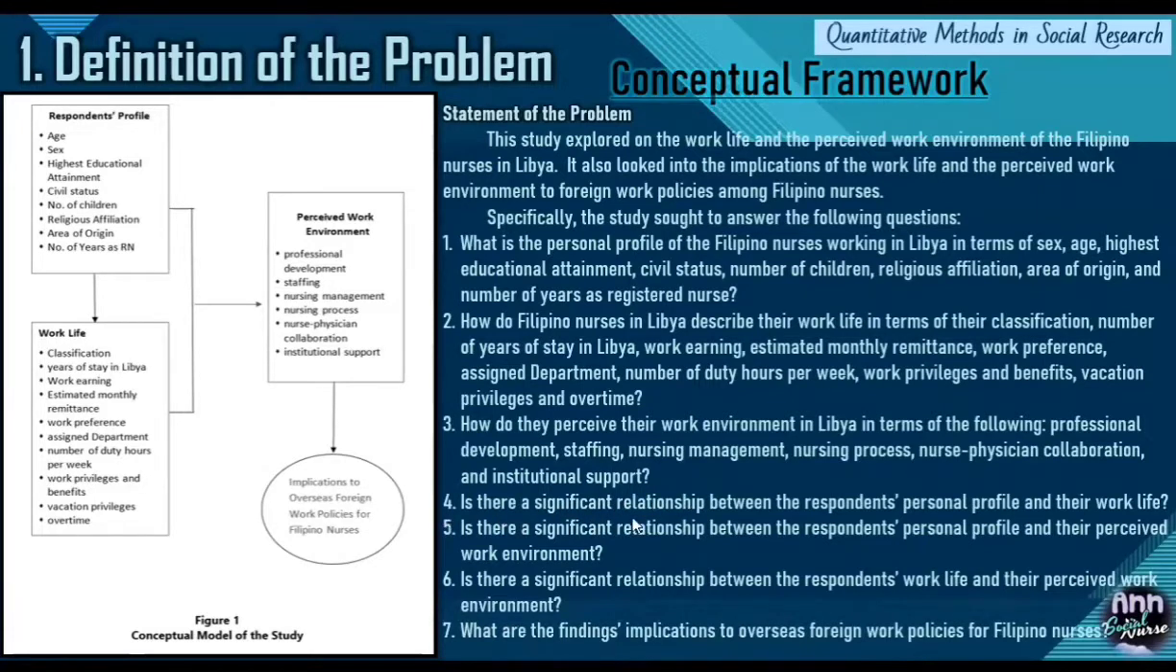Is there a significant relationship between the respondent's personal profile and work life? So that's why there is an arrow here, assuming that this may have influence on the work life, like your age may have influence on your work life. There are relationship between the two. So there is also arrow connecting the two. And next, work life and perceived work environment. So what's their relationship? Again, there is connection of the arrow.